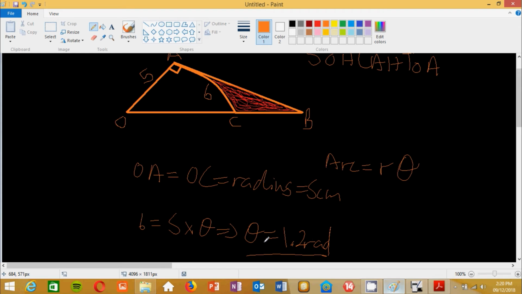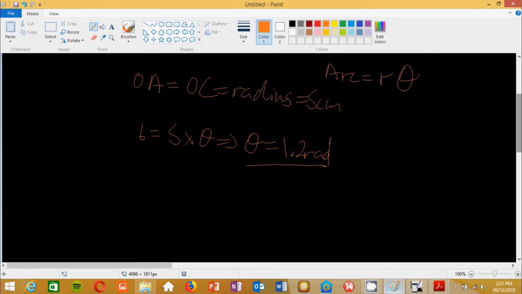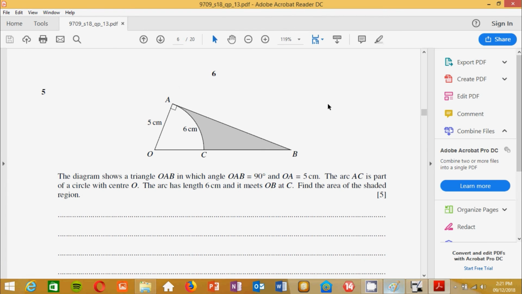All this information here, I am simply getting it from reading the question. See how beautiful maths is? You're already starting to figure things out just by reading the question. If this is the length of the arc, I know that the length of an arc is equal to r times theta. So 6 centimeters is equal to 5 multiplied by theta, so theta is equal to 1.2 radians.